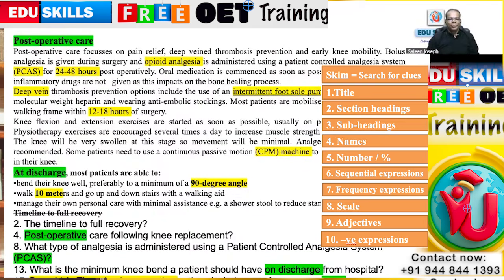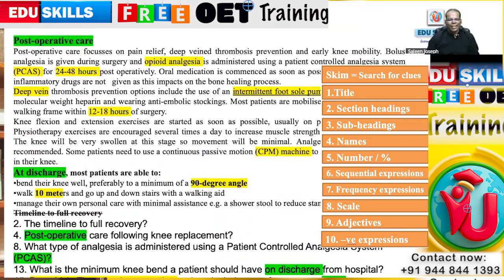And coming to the timeline to full recovery, post-operative care following knee replacement. What type of analgesia? Whenever there is an abbreviation, there is an answer. So easy it is. And see, what is the minimum knee bend the patient should have on discharge from hospital? 90 degree angle. Where is it? Discharge. 90 degree, that's a number, right?